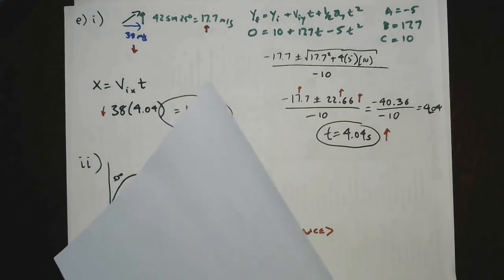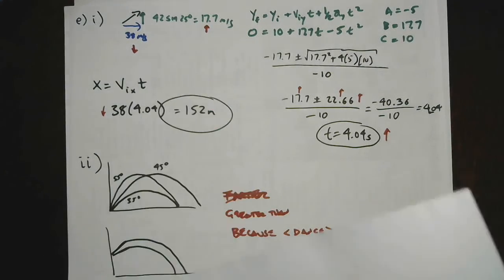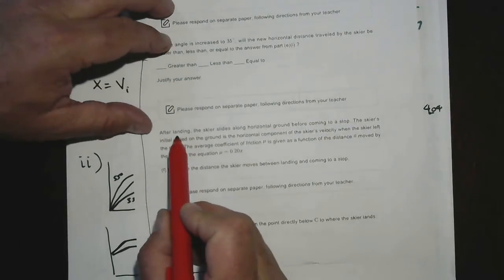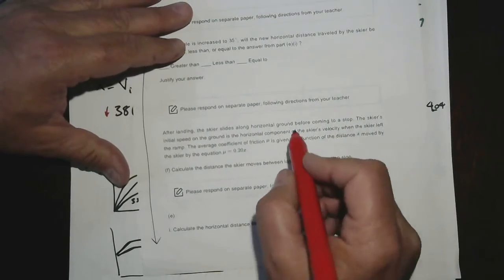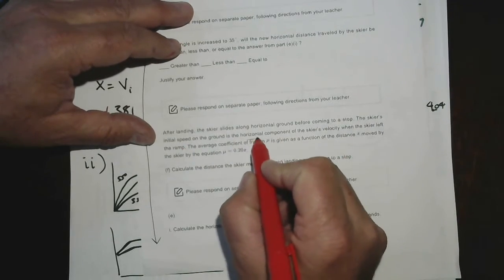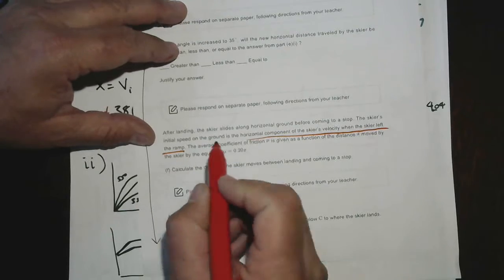Yep, there's a part F, and part F has a wrinkle. It says, after landing, the skier slides along horizontal ground before coming to a stop. The skier's initial speed on the ground is the horizontal component of the skier's velocity when the skier left the ramp. Okay, so that's back.